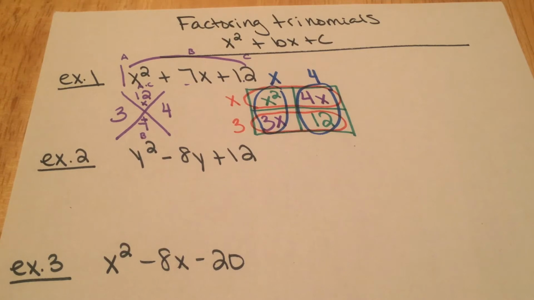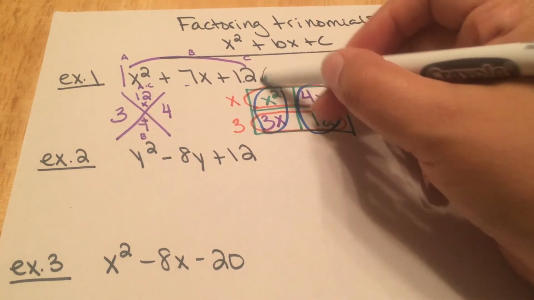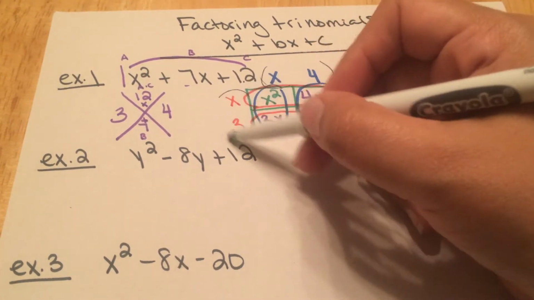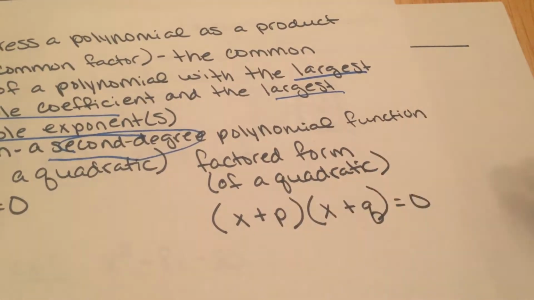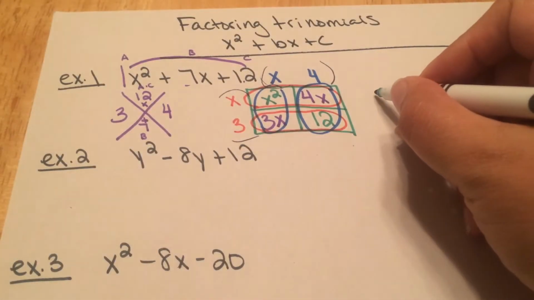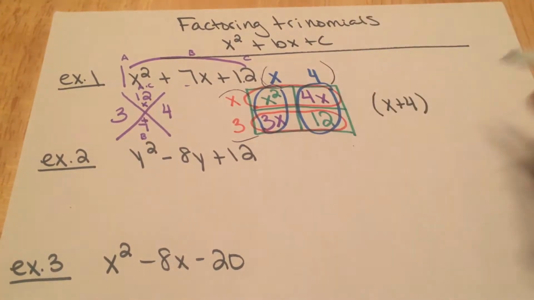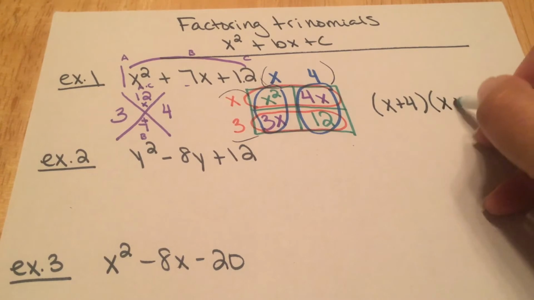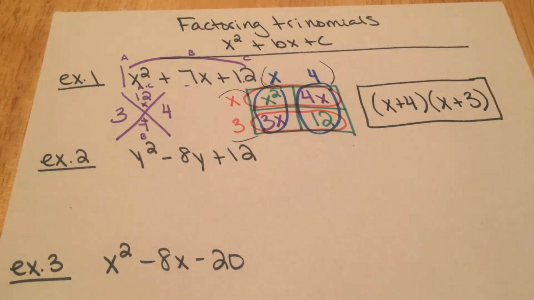Now, all I have to do is write my answer in factored form. So what is my answer? Well, your answer is going to be whatever you have on top. We kind of just want to think about our parentheses around this. Remember, factored form is always x plus p times x plus q. So in our case, it's going to be x plus 4, because this is a positive 4, times x plus 3. And this is going to be our final factored answer. I know, kind of tricky. Don't worry, we're going to try another one.